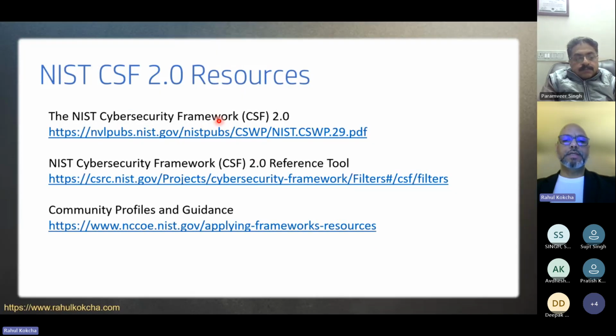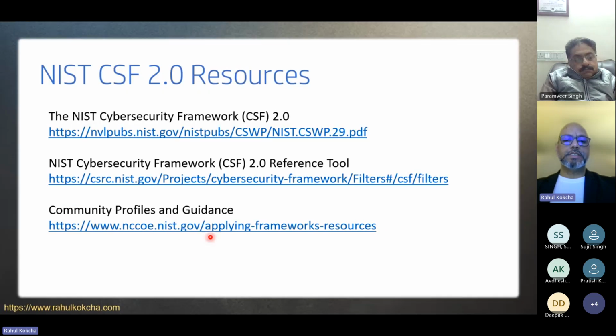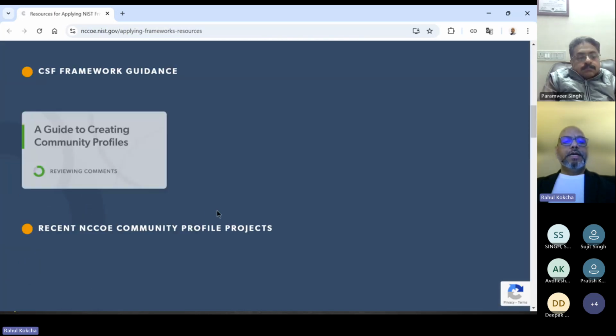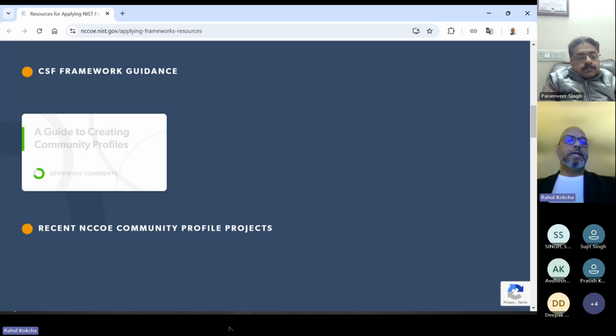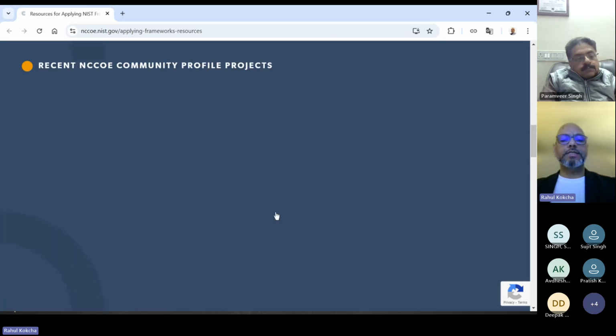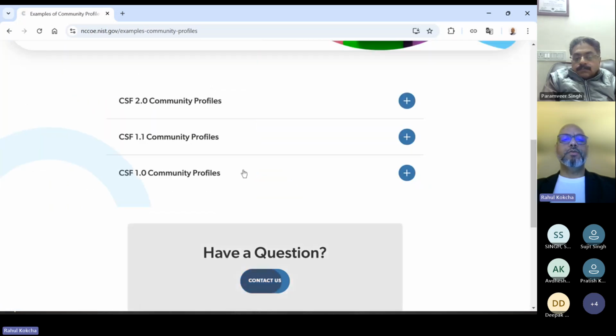This reference tool is downloaded from here, and then there are the community profiles. These are profiles available for different industries and different use cases. If I click on this to show you, even if you want to create a community profile for your industry, or to help other organizations, you can create and submit it there as well. The guidelines are given here. But here we have the profiles, and you can download these profiles.